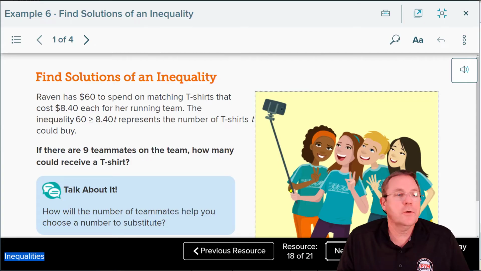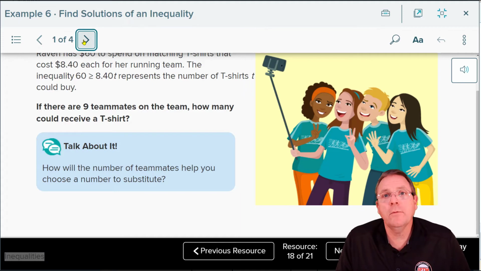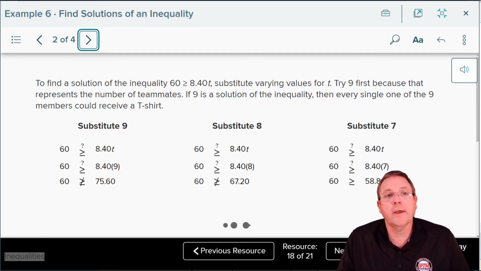So going back to our inequality, how many t-shirts could they buy? Well, they could buy 7. Now the textbook is going to show you all kinds of other stuff where they substituted in 9 and they got a value that was greater than it. They substituted in 8 and they got a value that was greater than it. And then they substituted in 7 and they got a value that was less than it.